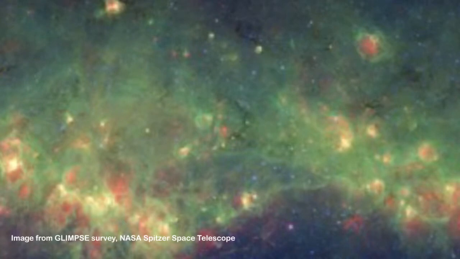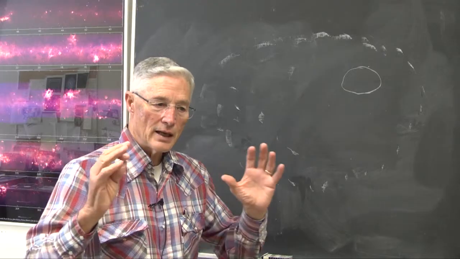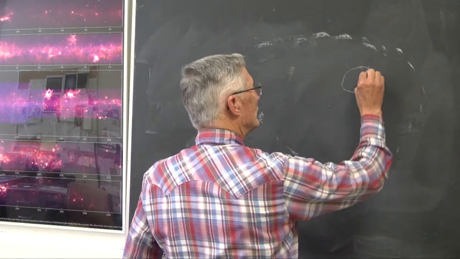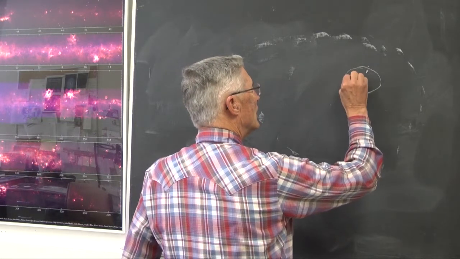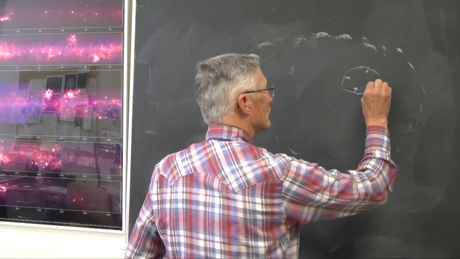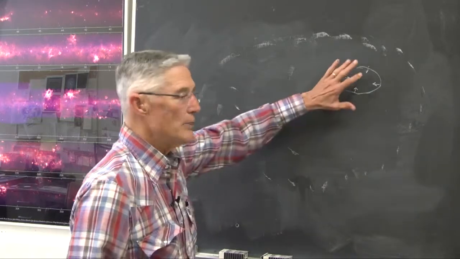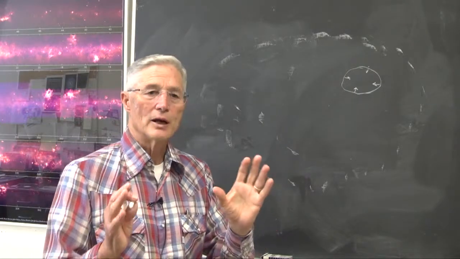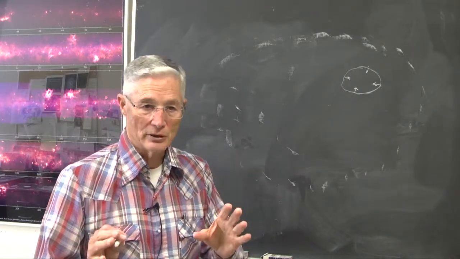Some piece of that cloud, for some reason, becomes cool enough that it can't support itself against its own gravity, and starts to become gravitationally unstable, as we call it. What that really means is it starts to collapse under its own gravity. Ultimately, to form a star it has to collapse by at least a factor of several million.